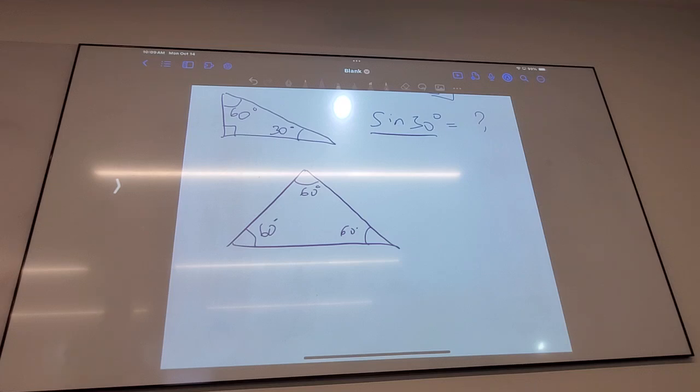No. If I draw the height in, what did I just create? Two right triangles that are what kind of triangles? 30, 60, 90. So I can figure out all kinds of stuff, right?